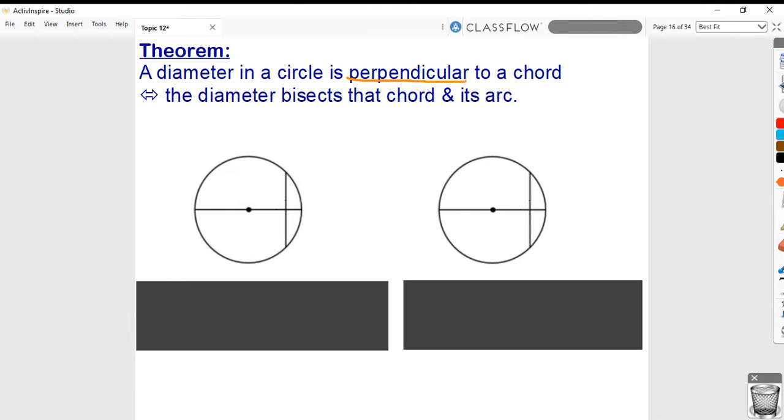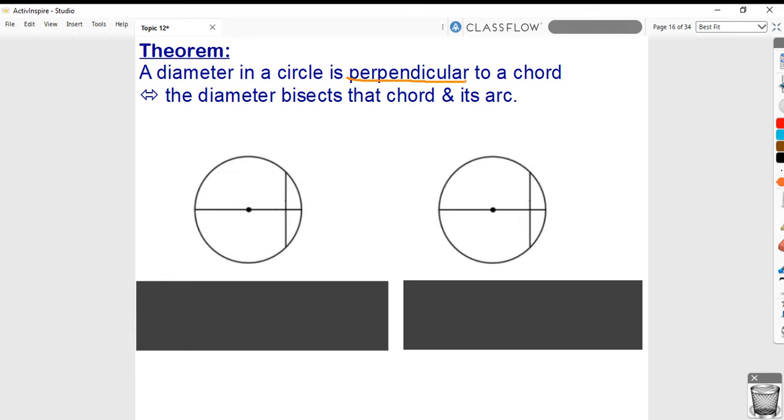First off, the diameter of a circle. We already know what that one is, okay? That is a line segment that cuts across the middle of a circle. It is a chord that crosses through the center of the circle and it cuts the circle in half, okay?